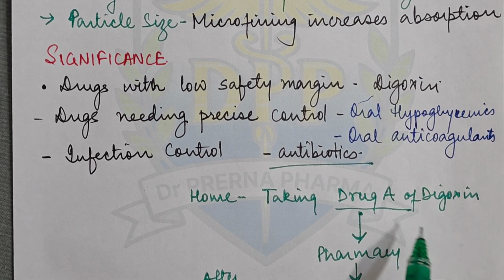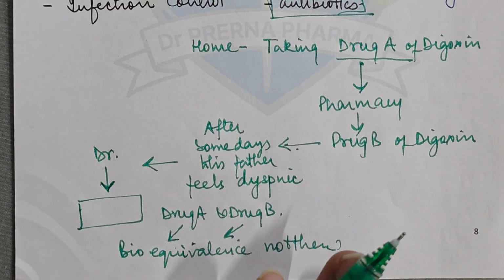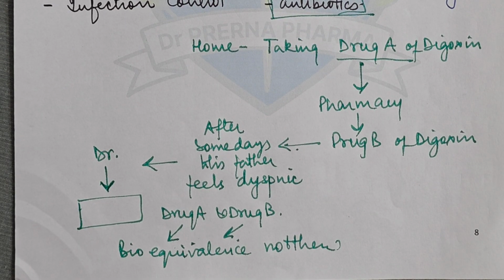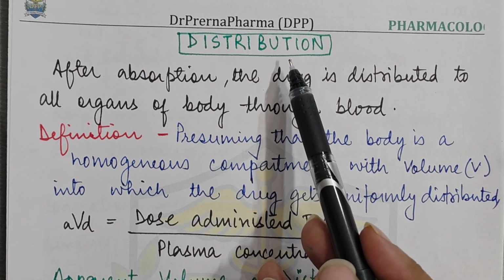The infection continues. This is because both the drugs were biologically inequivalent. So this is the importance of biological equivalence or bioavailability. Now the next topic that we have to discuss in pharmacokinetics is called distribution.